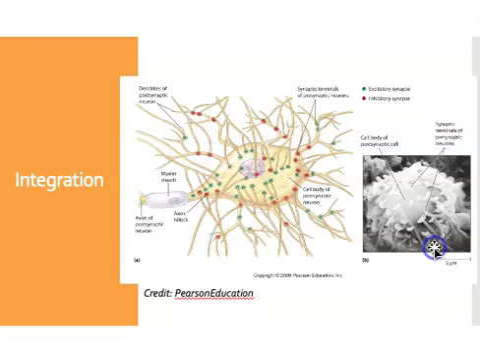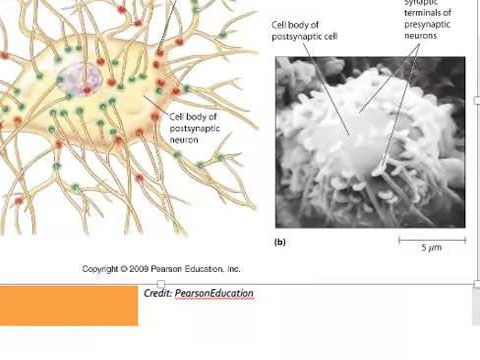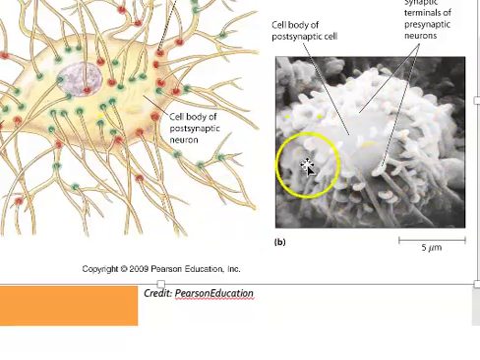Take a look at this image over on the right-hand side. This is an actual image taken with an electron microscope. You're looking at a postsynaptic cell here, and this happens to be the cell body. This is a postsynaptic neuron. Notice all of these things. These are all axon terminal branches coming in, widening into a knob, and synapsing with this postsynaptic neuron.